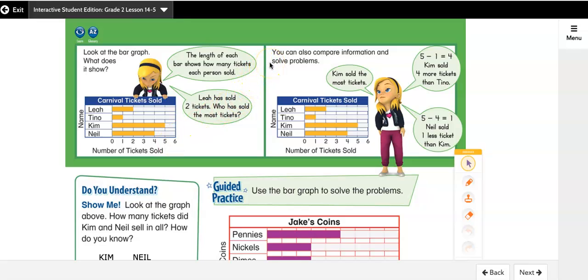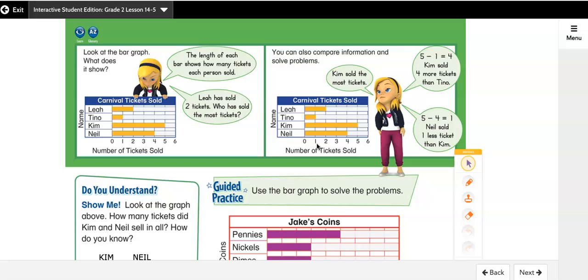Up here it reads, you can compare information and solve problems. Again, our friend tells us that Kim sold the most tickets. But then they want to start comparing how many tickets Kim sold to some of the other students. So first we're going to compare how many tickets Kim sold to Tino. So we've looked and found that Kim has sold 5 tickets. Tino, on the other hand, has sold 1 ticket.